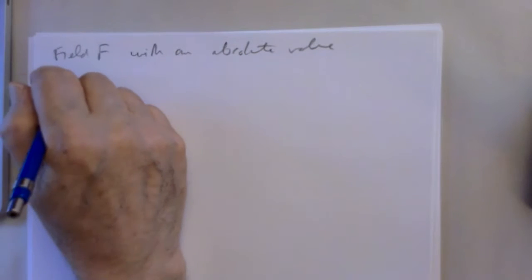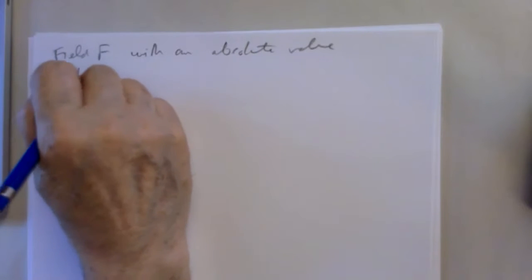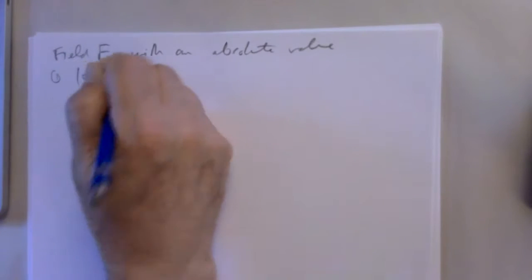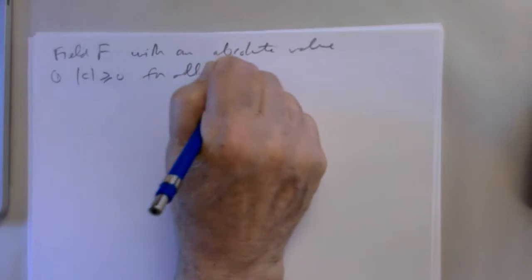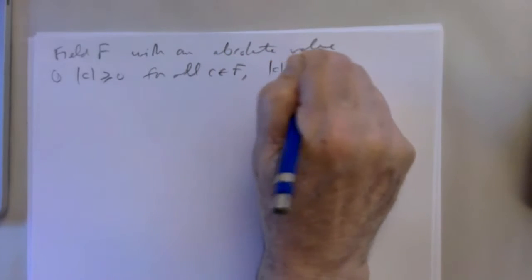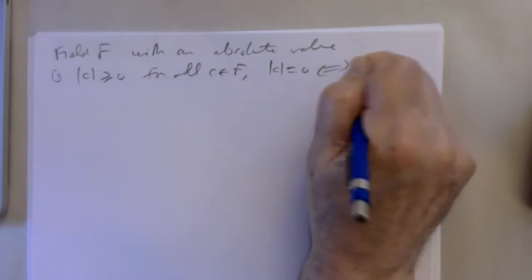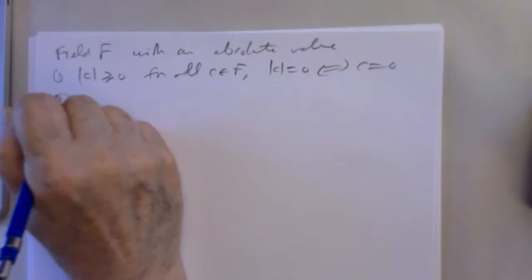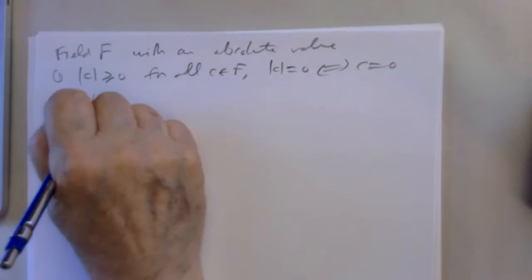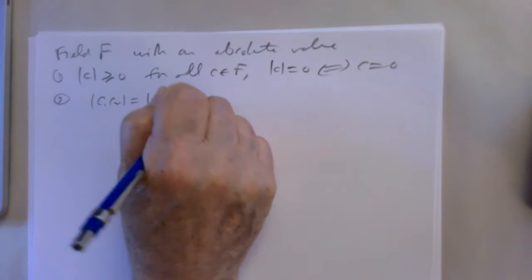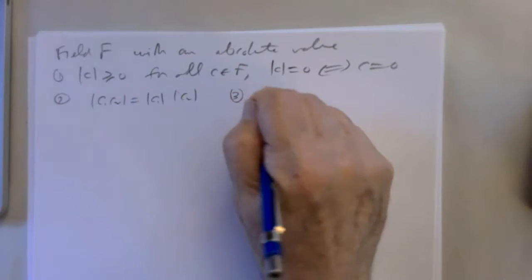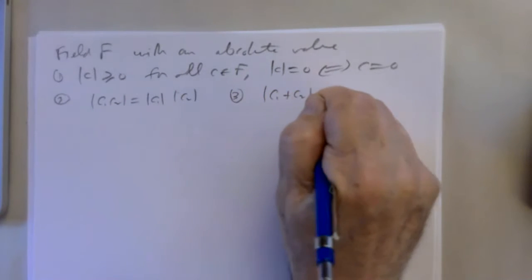So that means that the absolute value of C is greater than or equal to zero for every element in the field. The absolute value of C is zero if and only if C is zero. It's multiplicative: the absolute value of a product is the product of the absolute values. And you have a triangle inequality.